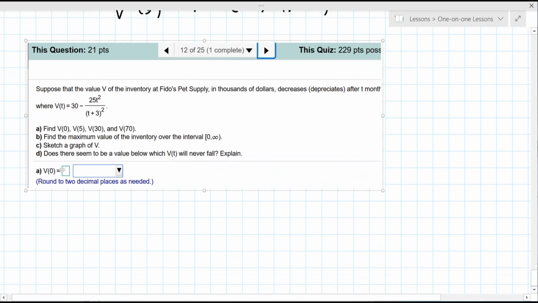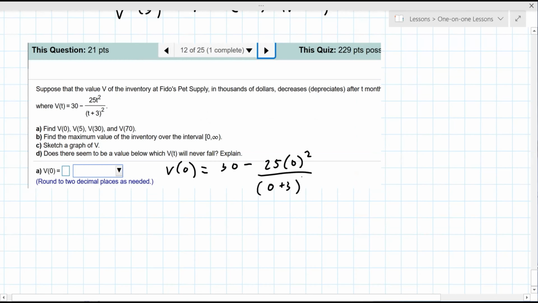Okay. V of 0 means to put 0 into this function. So V of 0 equals 30 minus 25 times 0 squared over 0 plus 3 squared. And we're rounding. Whenever it tells you to round, that means calculator. Put that in your calculator every time. And so let me do that. Does this thing make you find a derivative? It does, but it doesn't actually calculate.